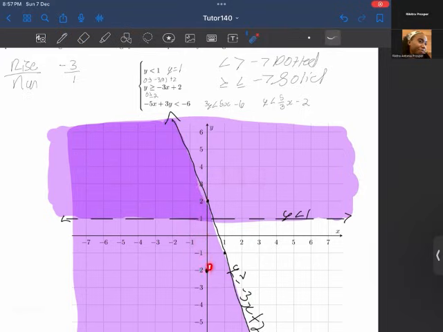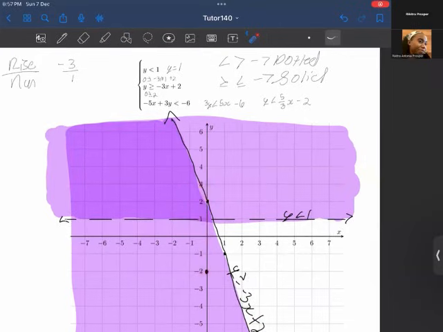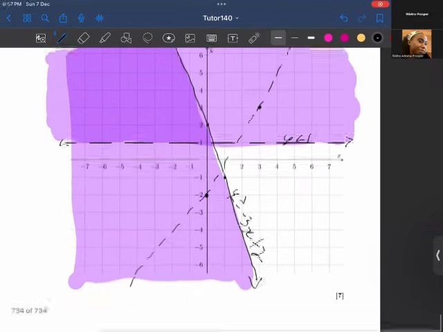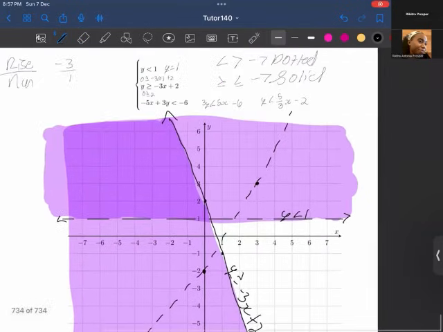Okay, so let me do it again. 1, 2, 3, 4, 5, 1, 2, 3. Dotted line. So dotted line. Our lines are important, whether it's dotted or not. Okay. Going to label it -5x plus 3y less than -6, right?